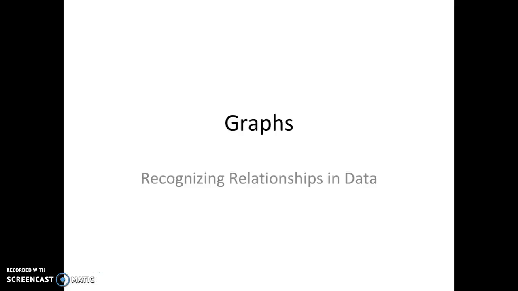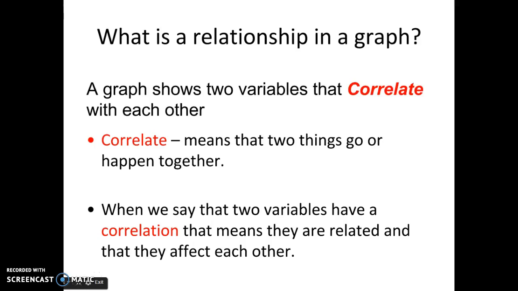In this video, I'm going to talk about how to recognize relationships in your data when you're looking at a graph. A relationship in a graph is when your graph is showing two variables that correlate with each other. Correlate means that two things go with or happen together, which means that when you have a correlation, the two variables are related to each other and they affect one another, so that when one of them changes, the other will change as well.